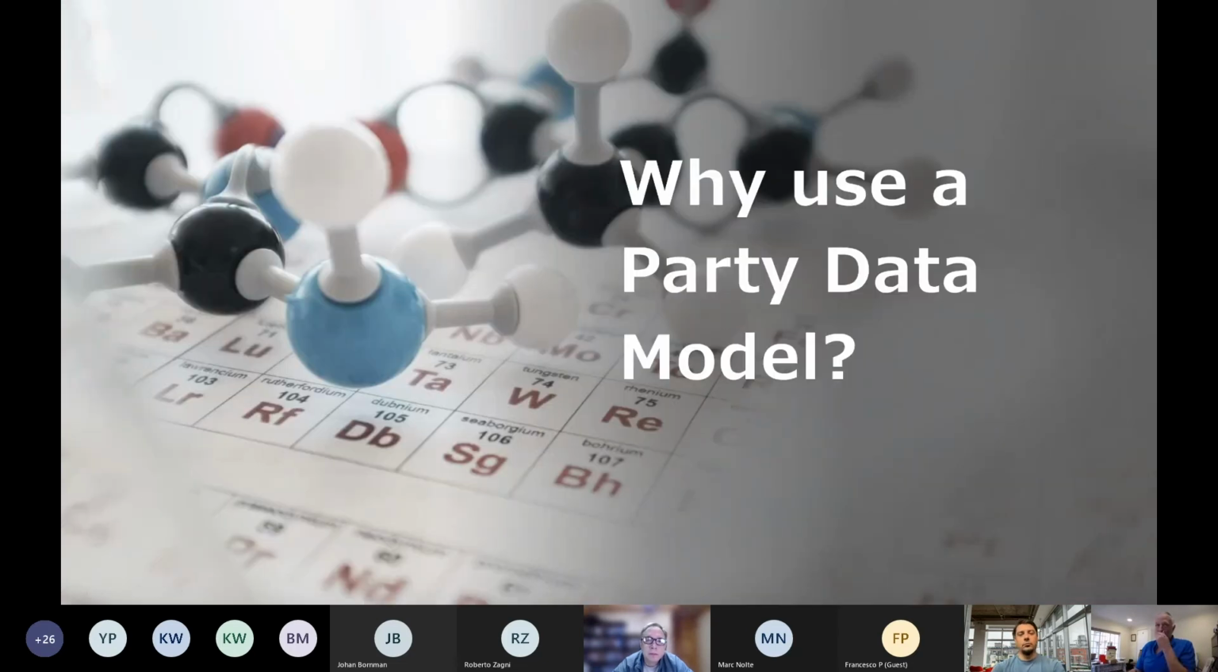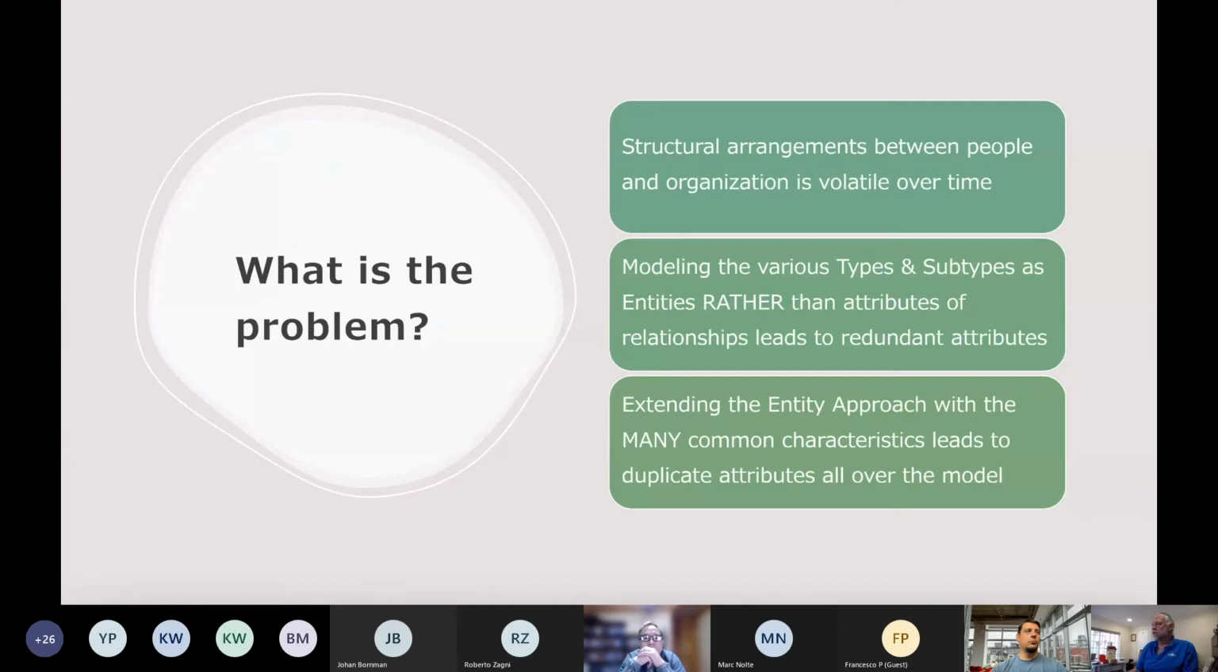Okay, so why do we use a party model? What are the reasons we have for a party model? Now, one of the things that I found with lots of these different systems, and I showed you that database design of the insured going all over the place, in all the different areas, is that the arrangements between the people and the organization is.